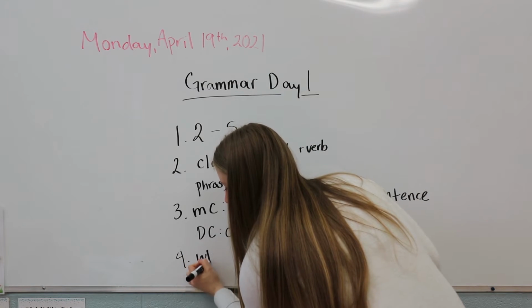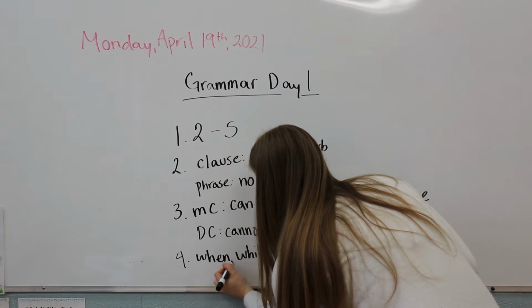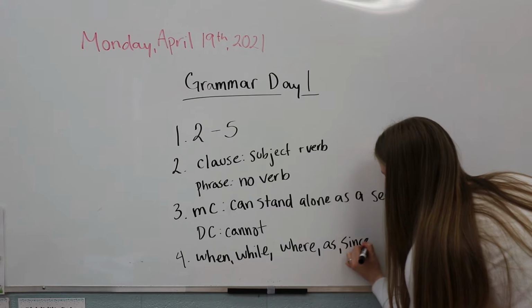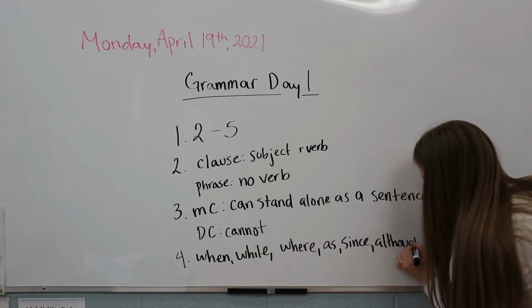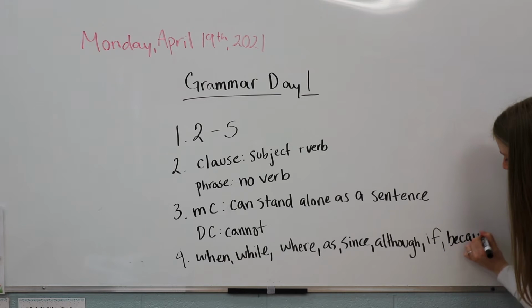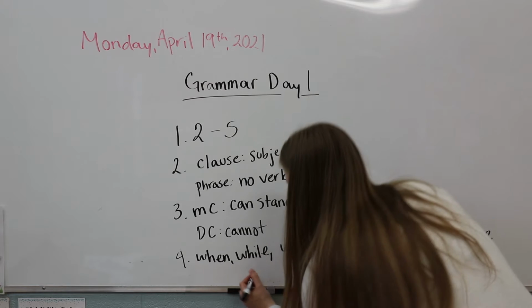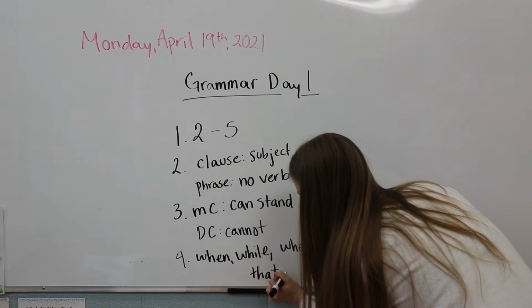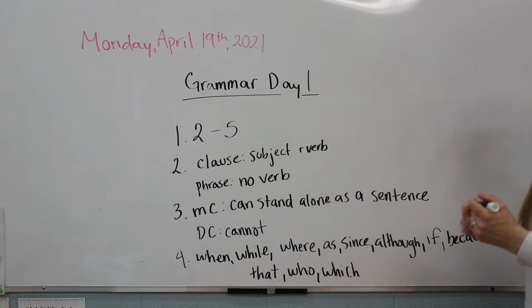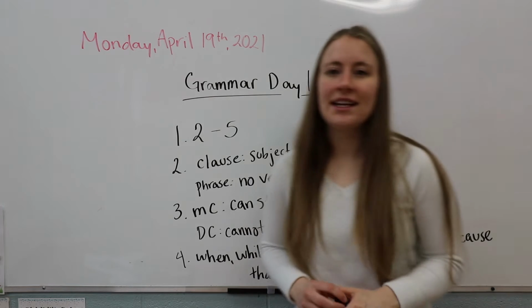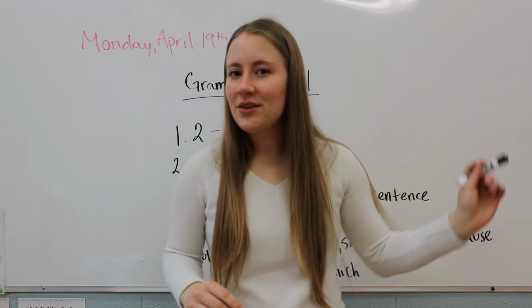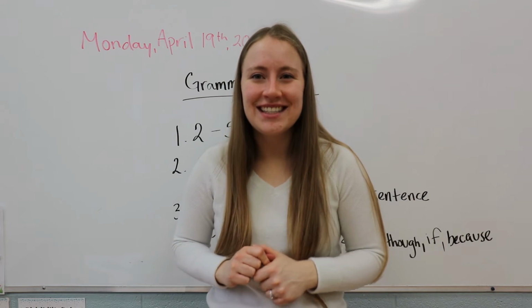So we have when, while, where, as, since, although, if, oh sorry, I switched that order, and because, okay, and also words like that one we see a lot, and who, and which, okay, so these are for dependent clauses. So take a minute and get those down, and then start editing your sentence, okay? I want you to do as many edits as you can before continuing to watch this video, all right? So I'll see you in just a moment.